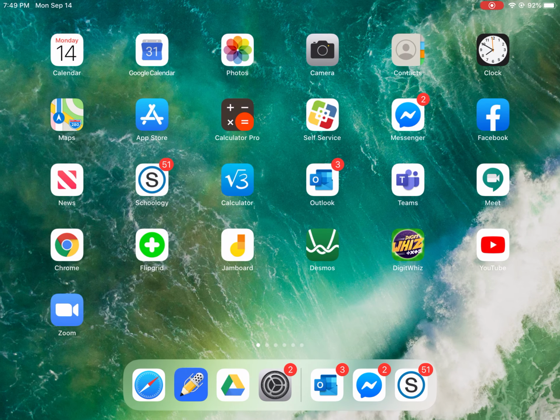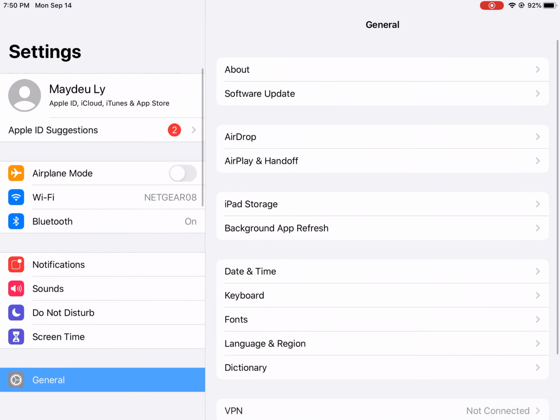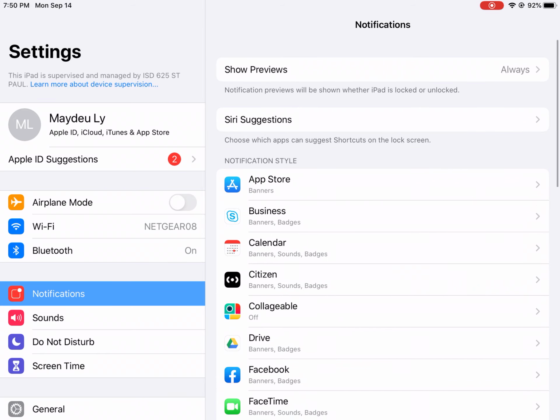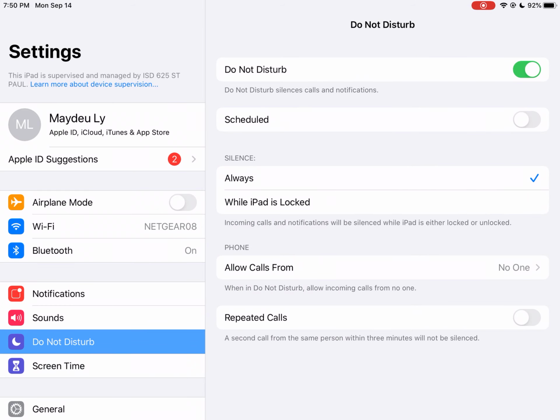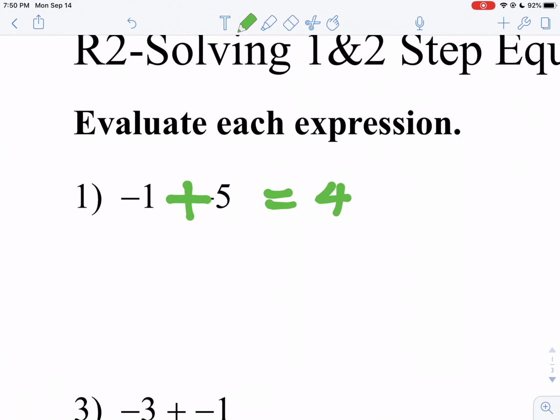Let me just quickly go and turn off my notification. Nope, my do not disturb. I need that. Okay, all right, sorry about that.